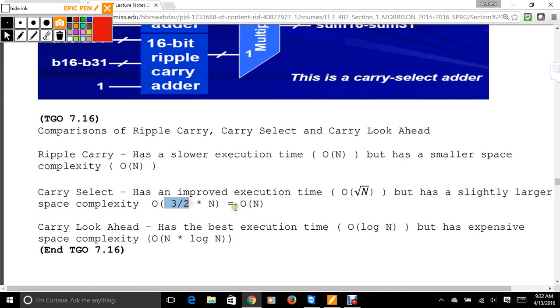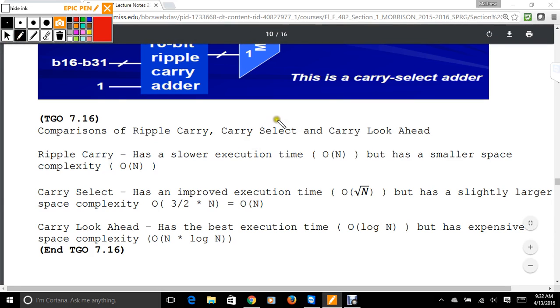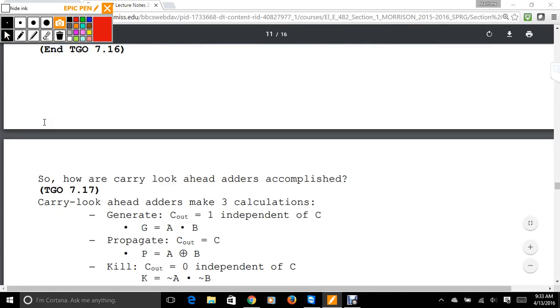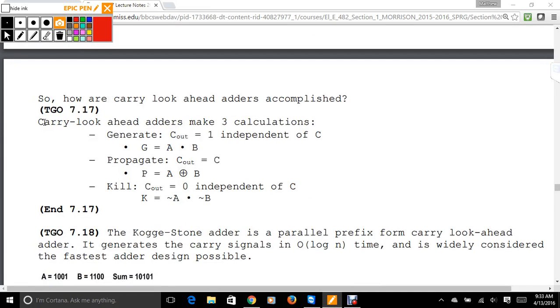That's 3 halves. For those of you taking algorithms, you know that just brings it back down to big O of n, because any constant is ultimately the same. Carry look ahead has the best execution, so it only takes log n time. If you have 32, it's going to be log 2 of 32, which is 5, but it has expensive space complexity. In 385, I just said, yeah, that's a thing, and we won't go into much detail about it. In this course, however, we will. So this is where I want to get into more detail.